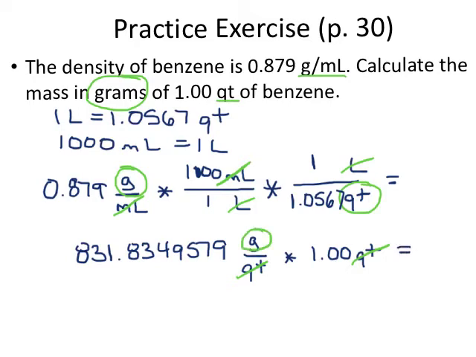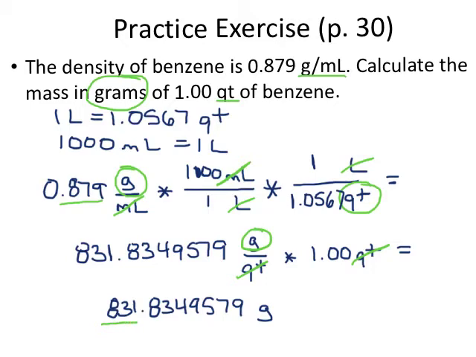Since I'm just multiplying by 1, that's not really going to change my number, it just changes my unit. So I've got 831.83495979 grams, but I want to use my significant figures here. Again, we're going to go back to the original number we started with. So I've got 3 significant figures in this number, which means I only get 3 significant figures in this number.